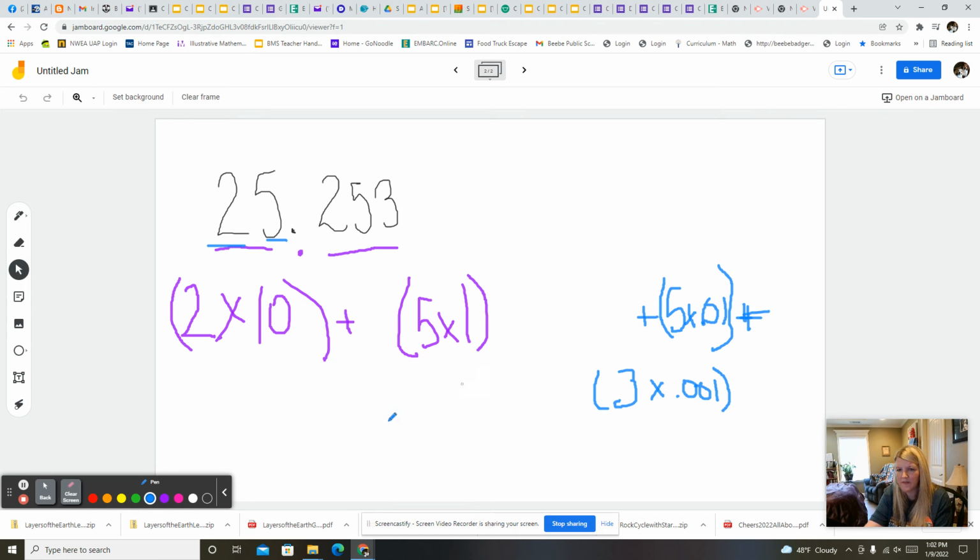So if I'm going to write this number, I've got a 2 in the tens place, a 5 in the ones place. But now, since I took out my tenths digit, I'm going to put a 0 in the tenths place. That's showing that I don't have any tenths. And that's real important that you do that because this is 5 times 1/100. So the 5 goes in the hundredths place and then a 3 in the thousandths place.